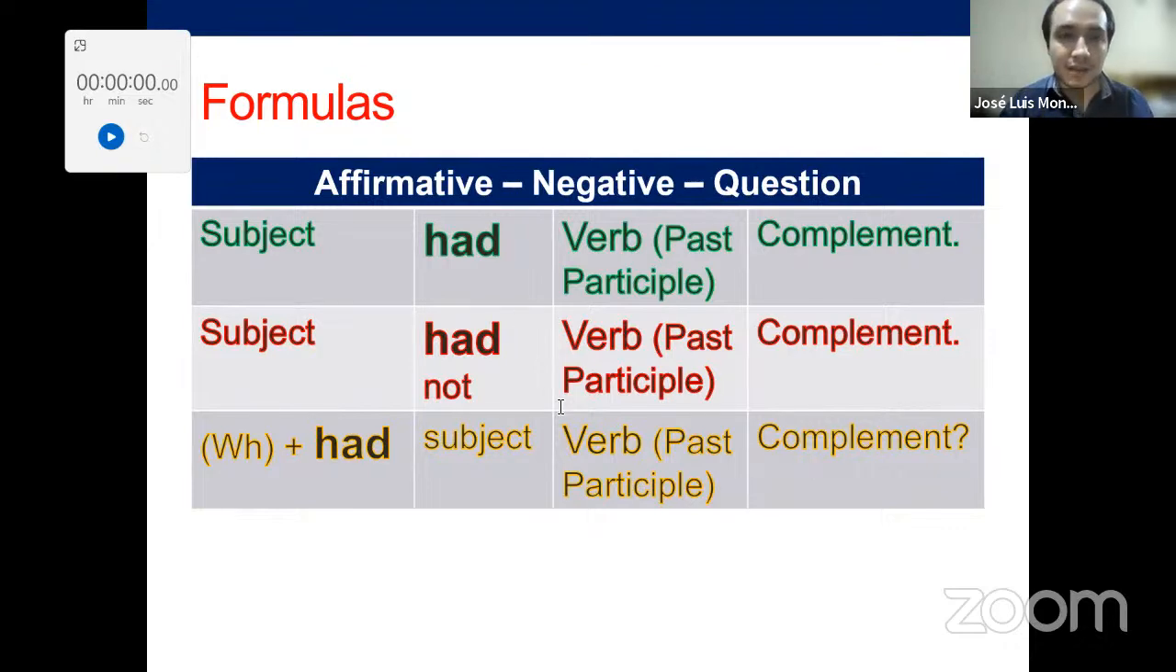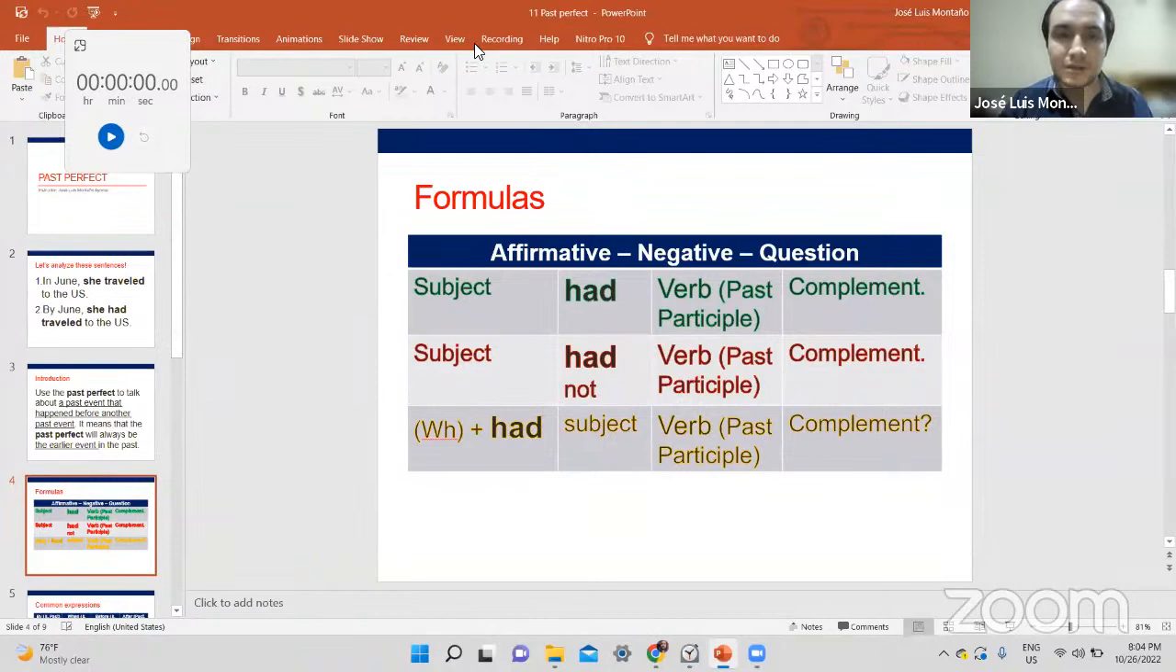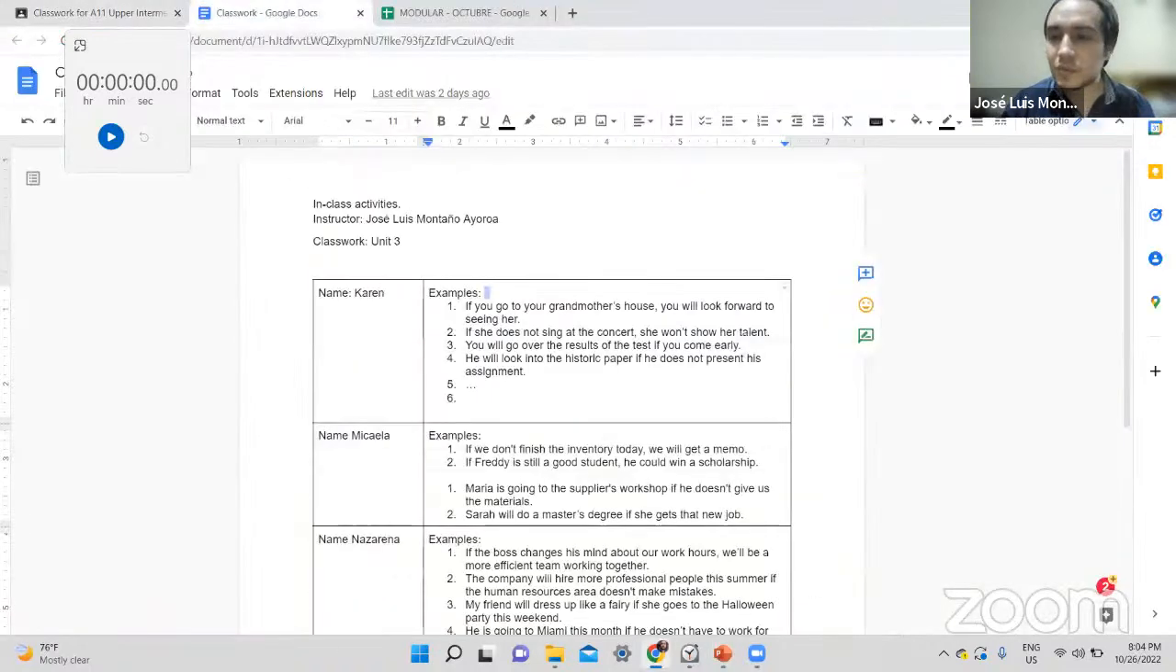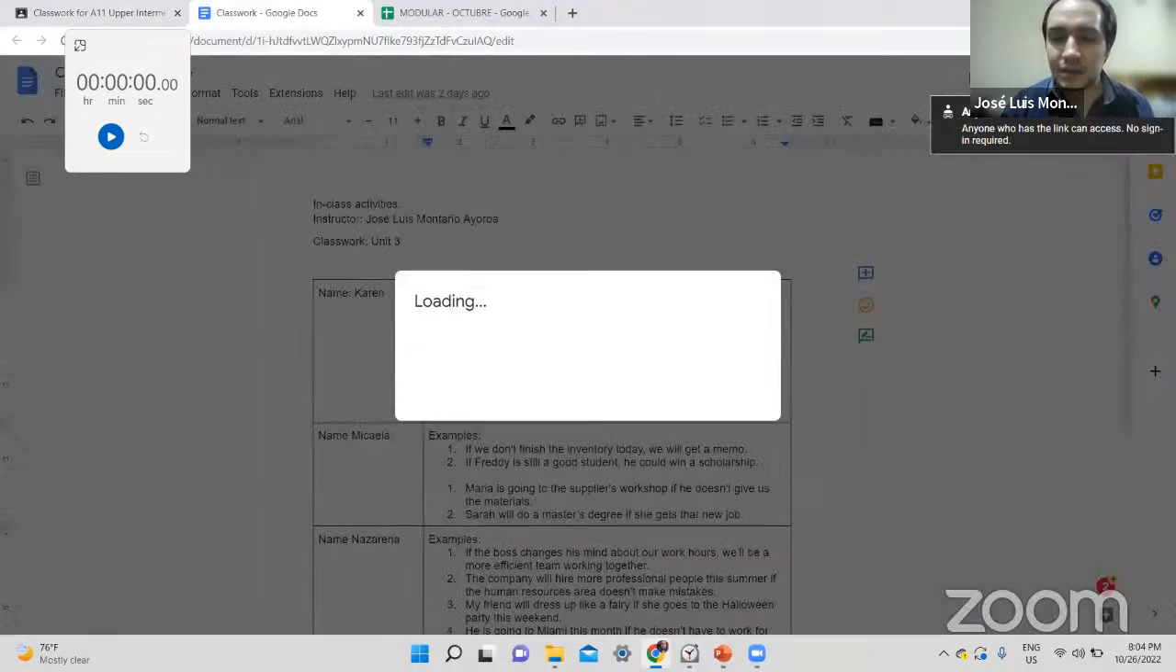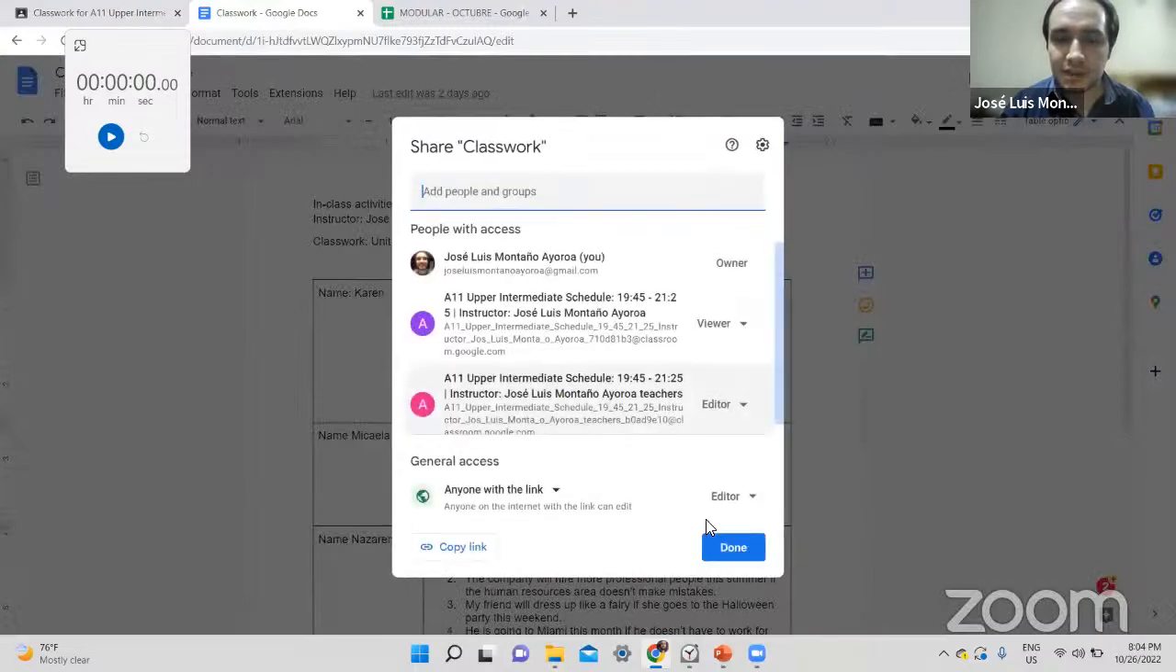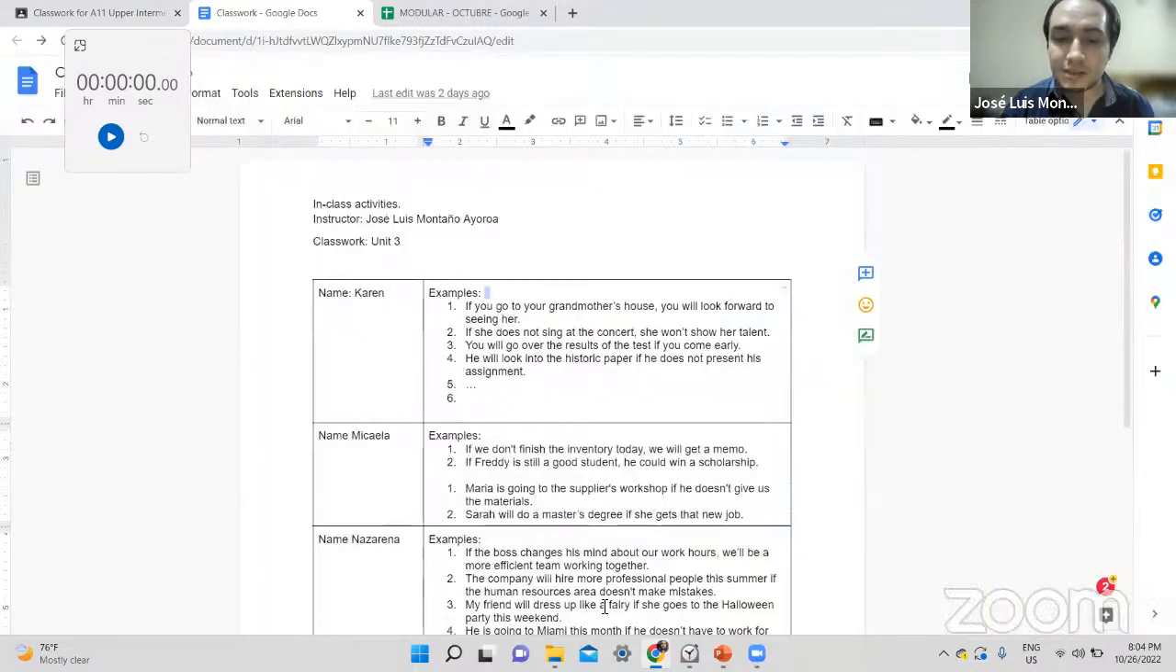But let's do it. As always, we are going to write this example here. Of course, you're going to let me know if you have any questions, but the idea is to get the first approach, and I'm going to give you the instruction now, all right?